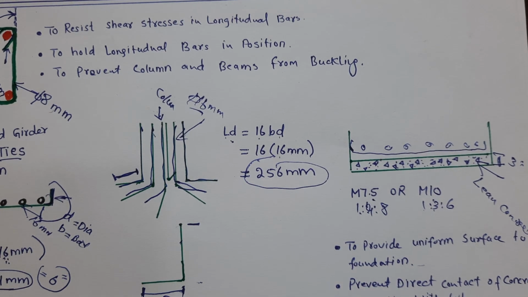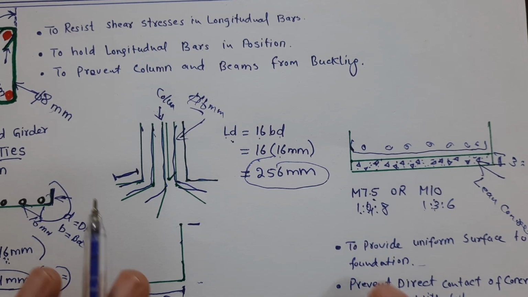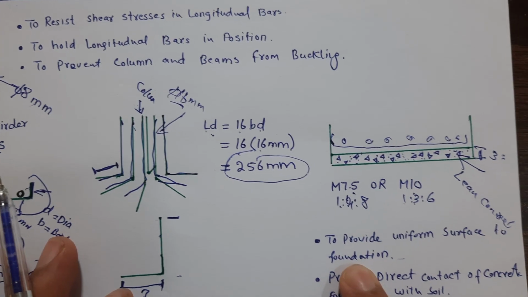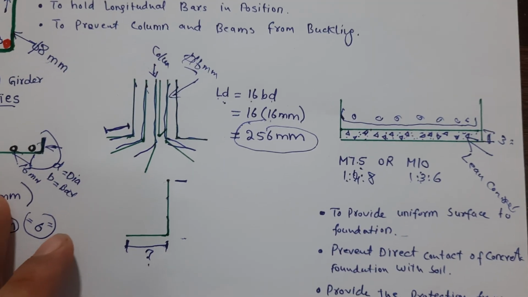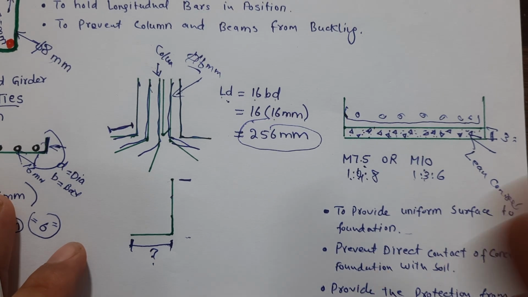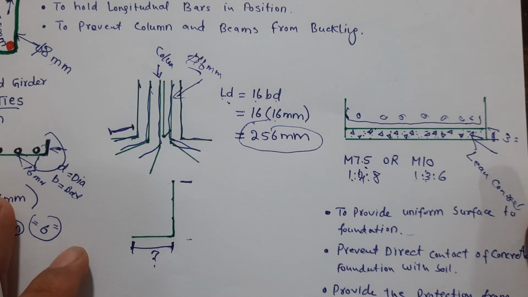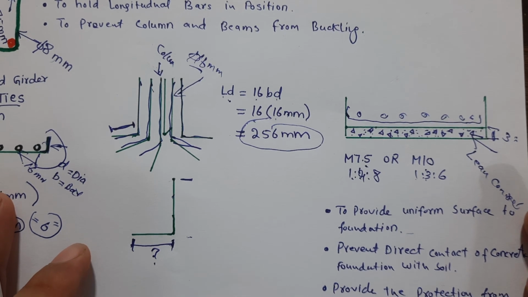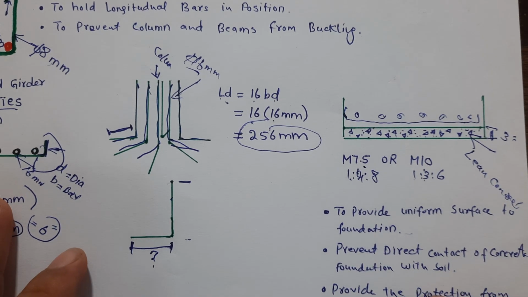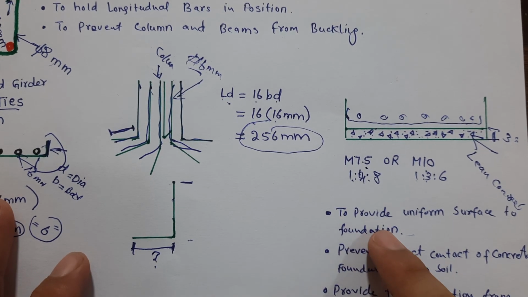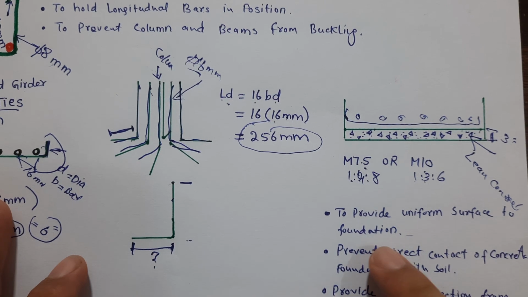So why are we providing this 3 inches thickness before starting steel reinforcement in foundation, footing or in raft foundation? The first reason is to provide a uniform surface to the foundation. As you know, when you directly place the steel reinforcement on top of the soil, you will face more problems because we have many chemicals there. So therefore, it can make a problem. Maybe the concrete will be weak at that time. So, to provide a uniform surface to the foundation.